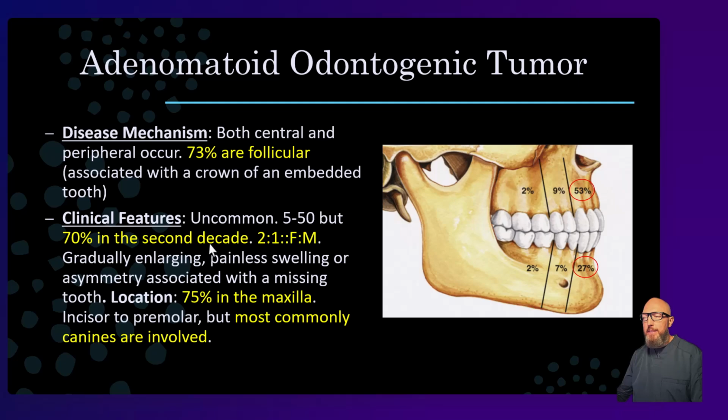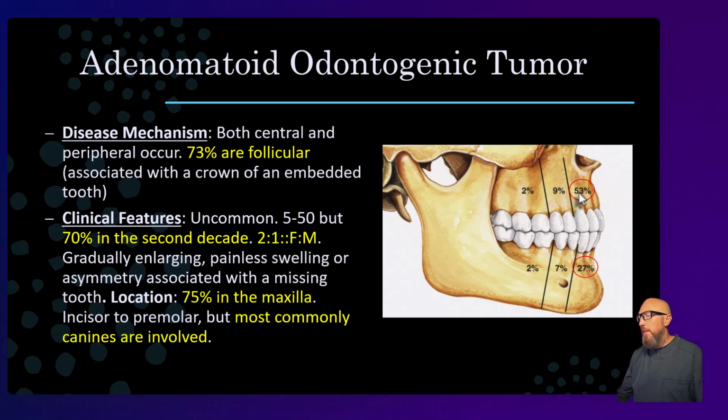2/3 of them occur in the second decade. What age is that? That's the teenage years. 2/3 in the maxilla, or 75%. And most commonly with canines. Did we cover the gender as well? Here it is, 2/3 in female. And so 2/3 or 3/4 tumor, you may hear either.